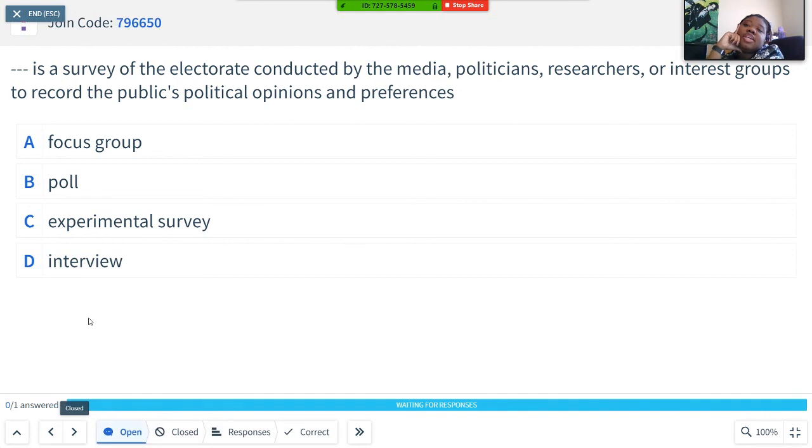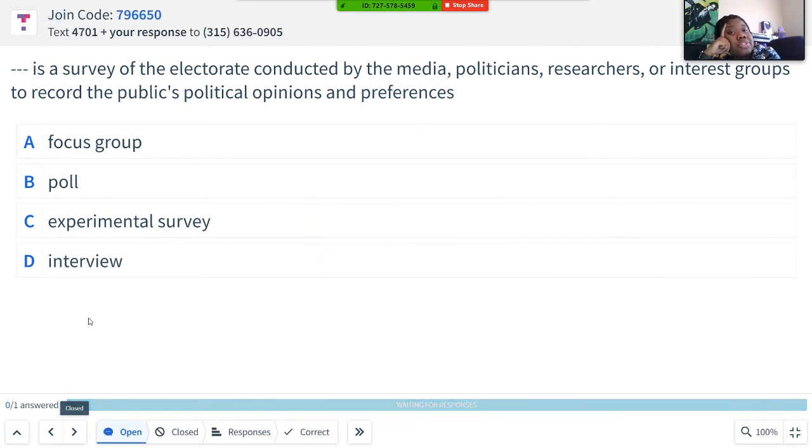Blank is a survey of the electorate conducted by media, politicians, researchers, or interest groups to record the public's political opinions and preferences. Are we talking about a focus group, a poll, an experimental survey, or an interview?